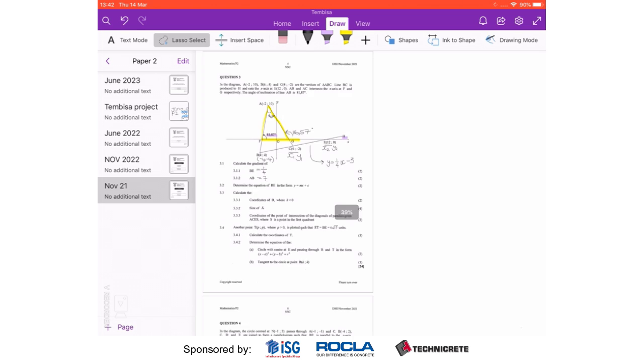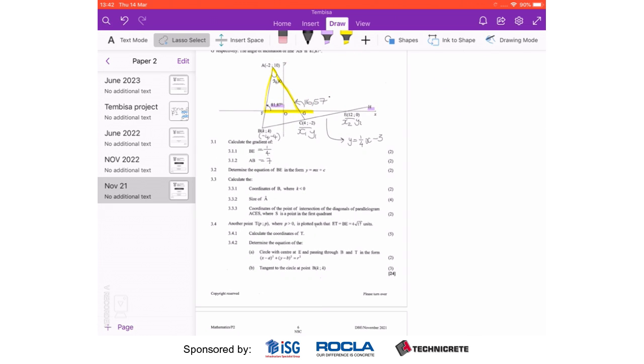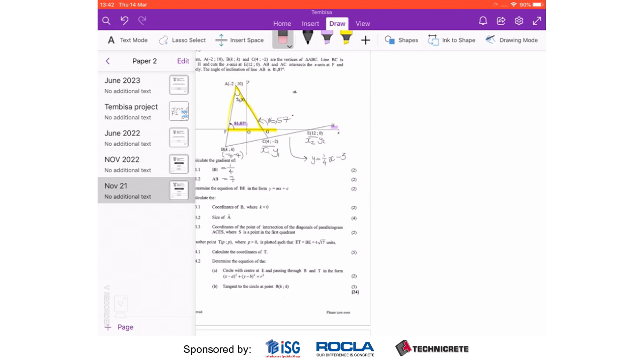Okay, next question. We've got another point that's being added in. T(P, P), where P is greater than 0. So if both P's are greater than 0, it's telling us that it's in quadrant 1. So it's in this quadrant here. T is plotted such that ET is equal to BE, and they're giving us units. Calculate the coordinates of T. Okay, 5-mark question. I don't think it should have been 5 marks because I think this is fairly easy. We're wanting to calculate the coordinates of T.